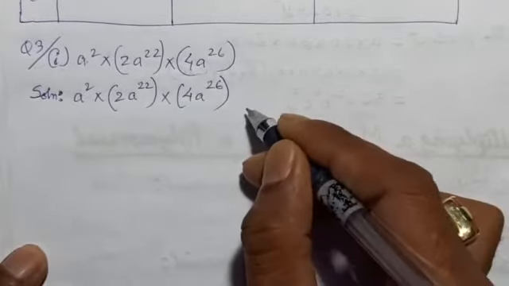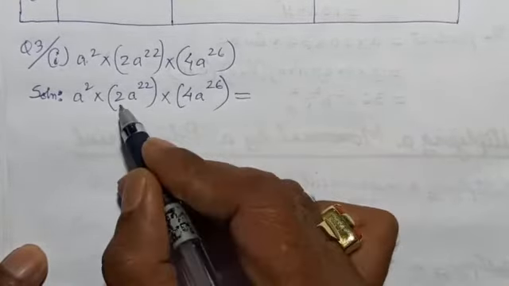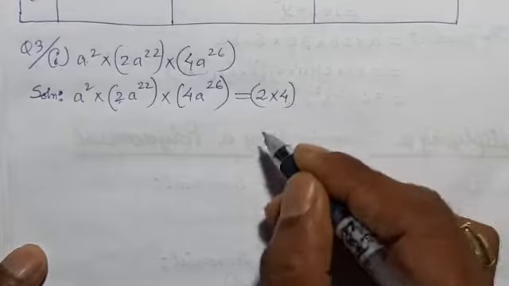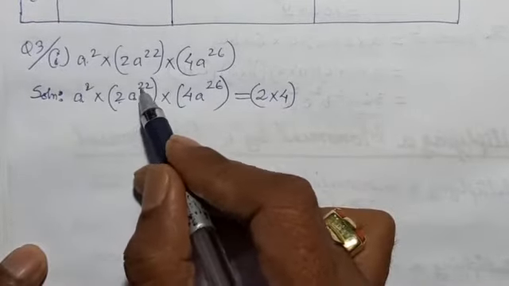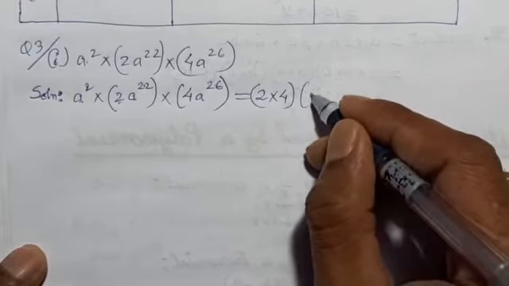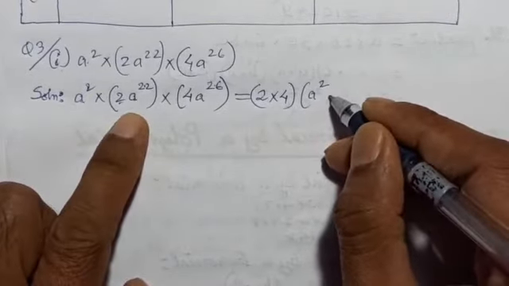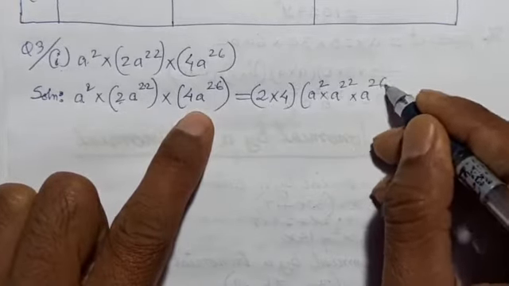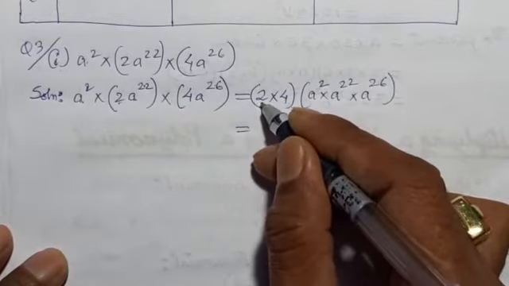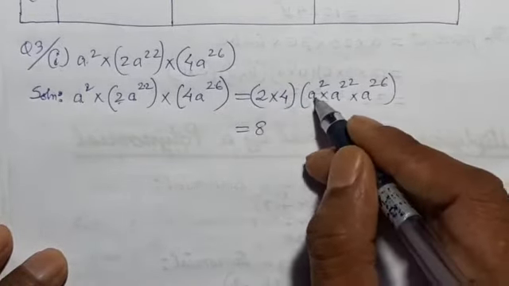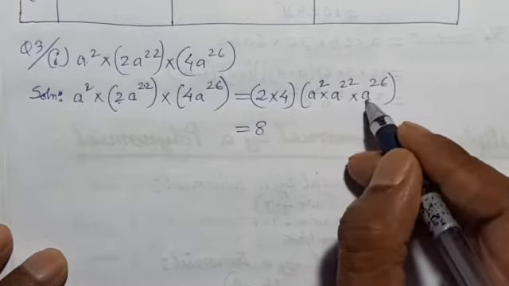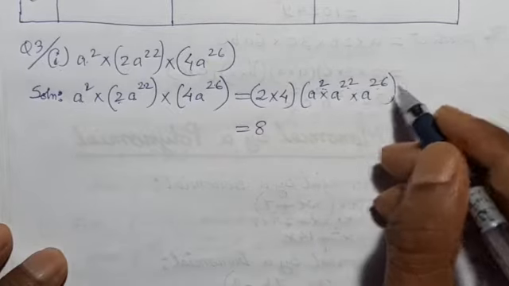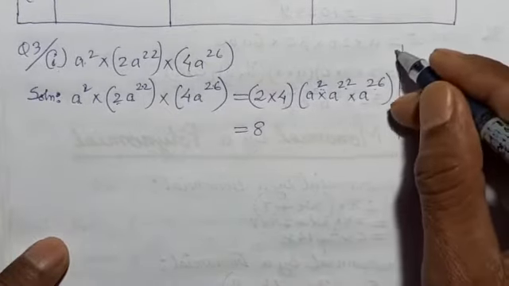Okay, now let's multiply this. First we have to multiply 2 into 4. Next we have to multiply a square into a to the power 22 into a to the power 26. 2 into 4 is 8. If a square into a to the power 22 into a to the power 26 are multiplied, then we'll add the powers. So 2 plus 22 plus 26. Let us add together and let us see how much we'll get.